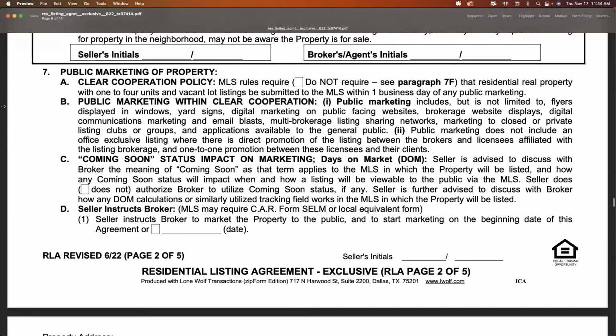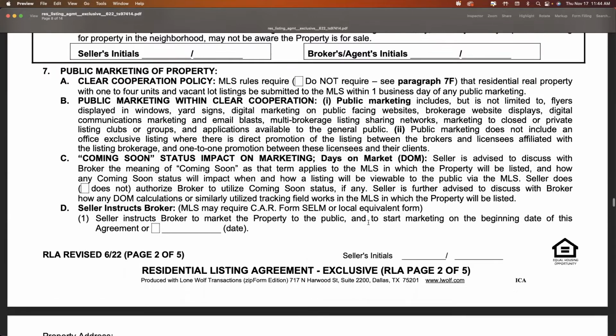All right. Seller instructs broker. The MLS may require the seller, and they don't anymore. Seller instructs broker to market the property to the public and to start marketing on the beginning date of this agreement or a specific date. So if the seller doesn't want to exclude it at all, right, wants me to start marketing it, I could put it active or coming soon immediately, as soon as I take it. Now, if I take this listing today and the seller says, listen, I don't want you to market it until after Thanksgiving, right? So what is the Monday after Thanksgiving? So what is that, the 27th or whatever the date is?